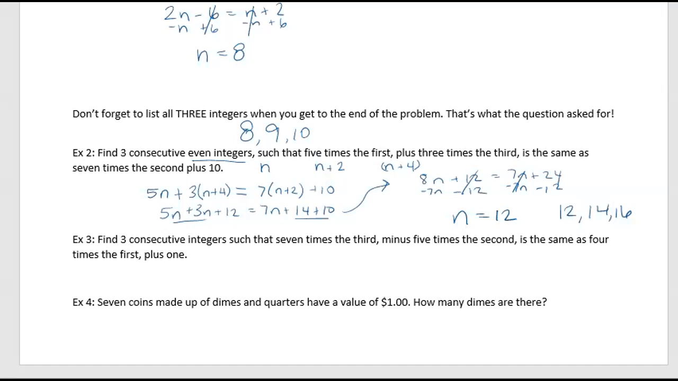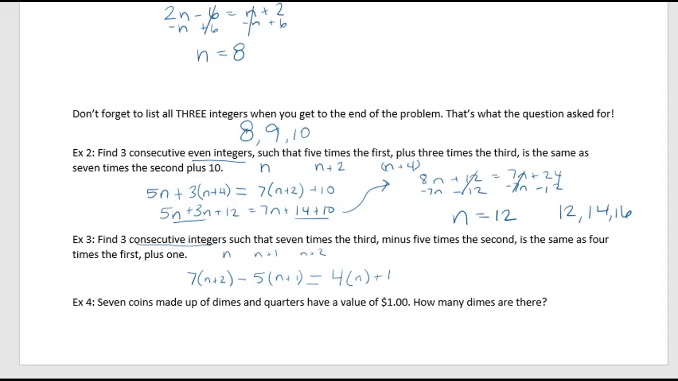All right, 2 more. Find 3 consecutive integers. So just n, n plus 1, and n plus 2. Just read it in order. 7 times the third, 7 times the third one, minus 5 times the second, 5 times the second one, is the same as, is equal to 4 times the first plus 1. That plus 1 is outside of the parentheses. It's just 4 times the first, which was n by itself.